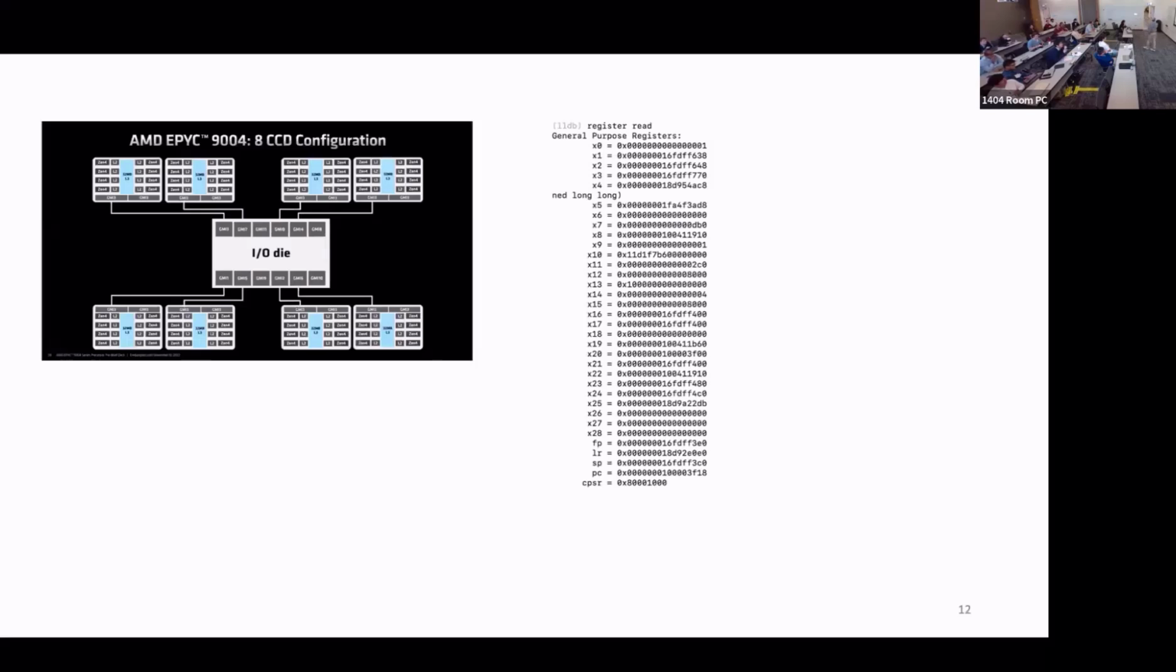Okay, so just to show you these things are fairly complicated, I'm showing the memory hierarchy of AMD EPYC. This is the Genoa, I believe, that went in. This is a system that's just gone into Fermilab.